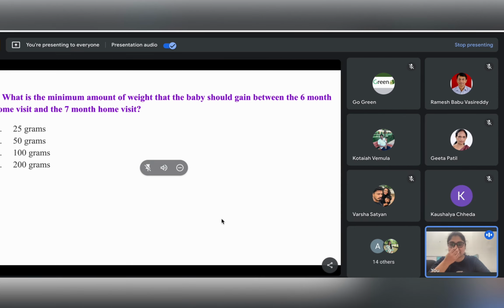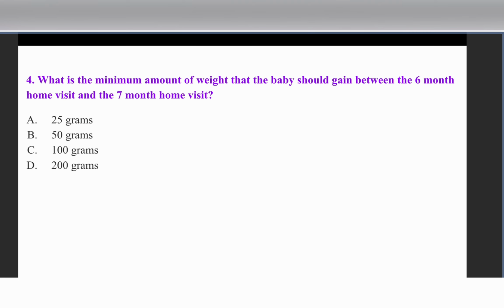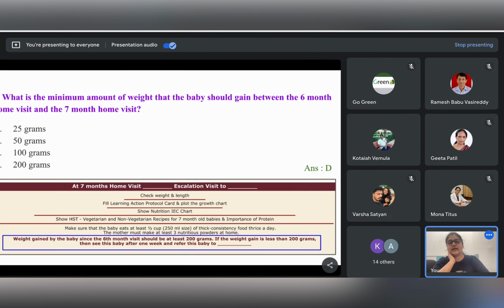Okay, so anybody else with the answer? I have got one answer. What about others? It's 200 grams. Okay. Others? Option D. Okay.